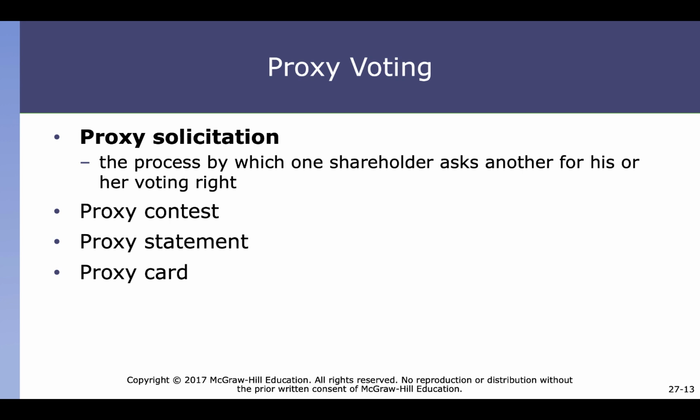Because majority shareholders, including management, can also solicit proxies, sometimes there's a struggle between those two groups. That is known as a proxy contest.